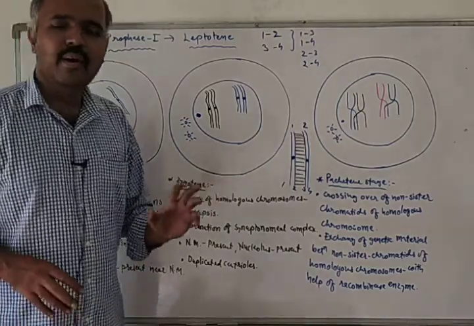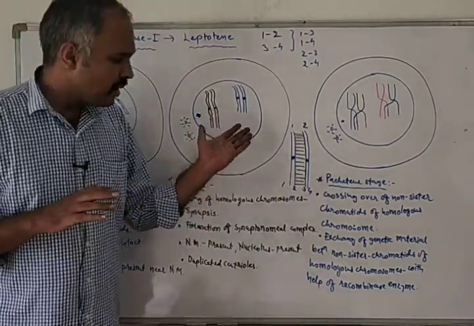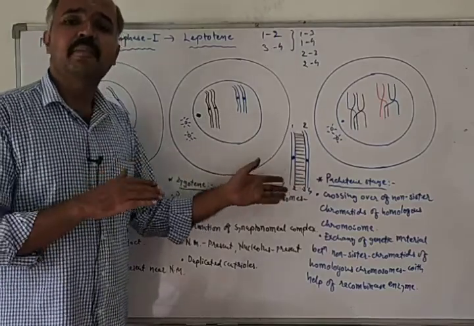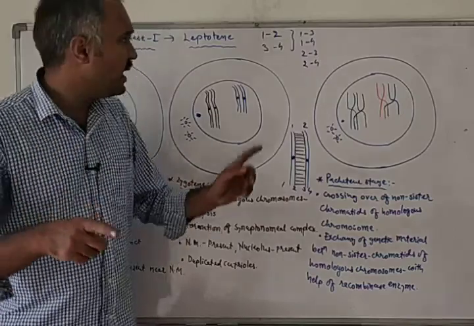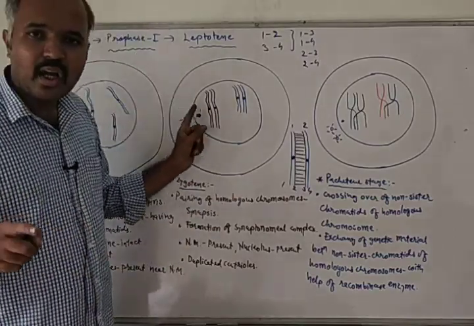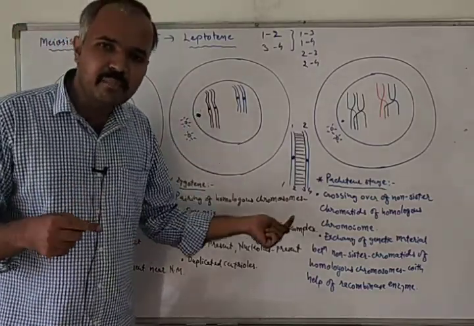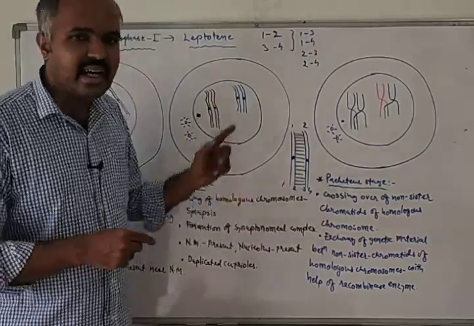In the next slide we will talk about diplotene after pachytene, and then we will talk about diakinesis. So two stages are still remaining in prophase 1. We will talk about them in the next slide.